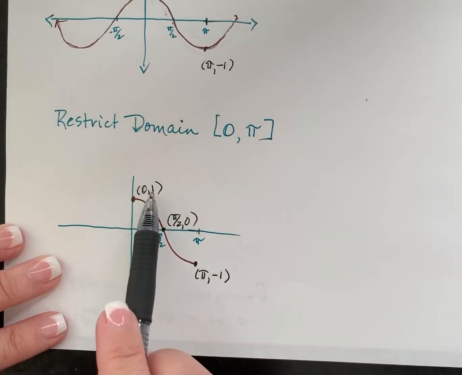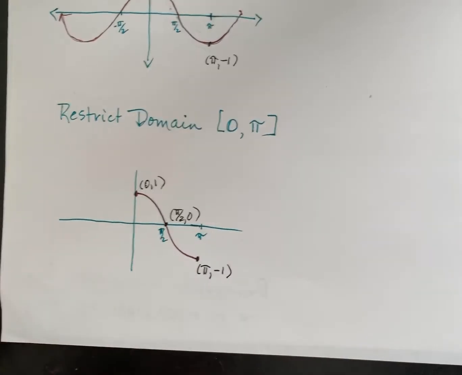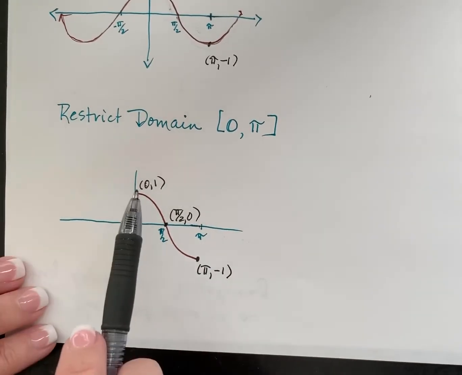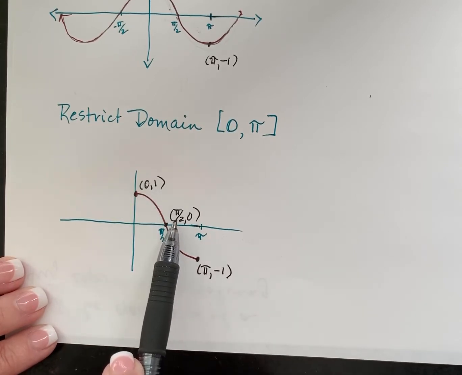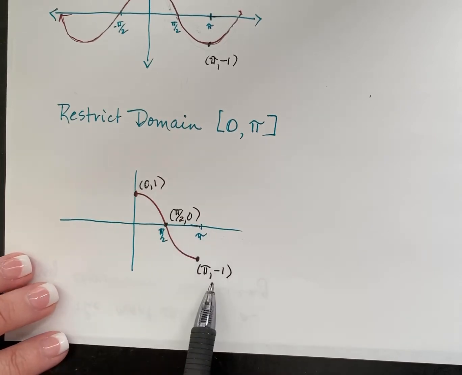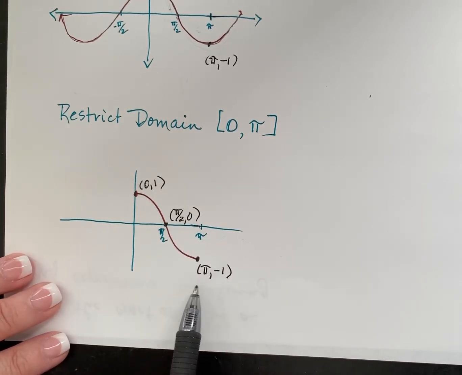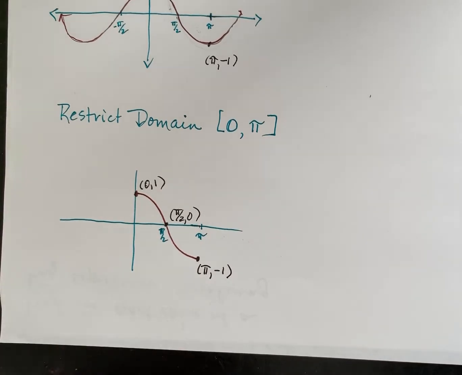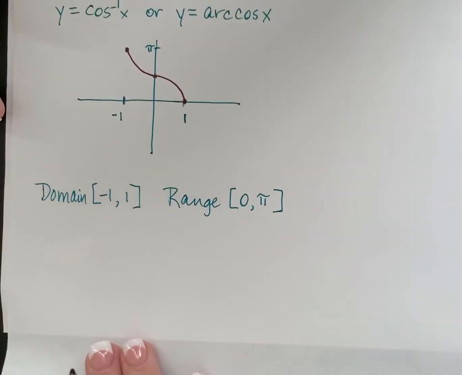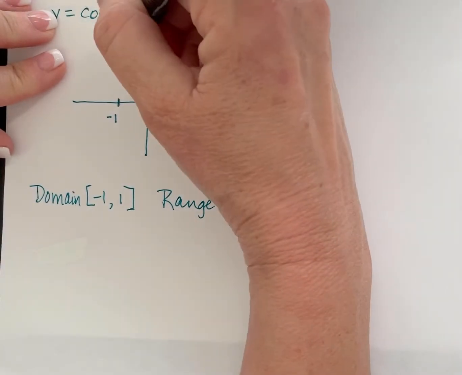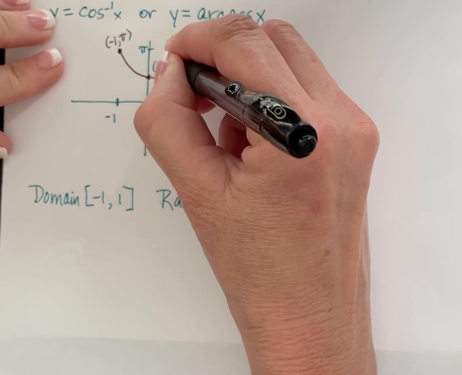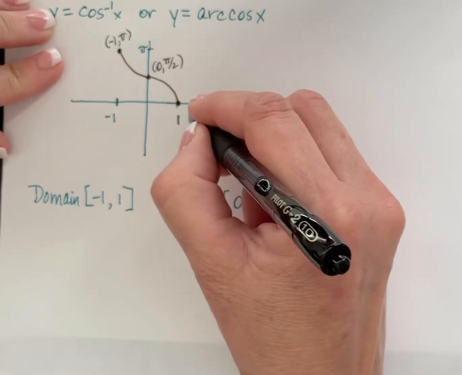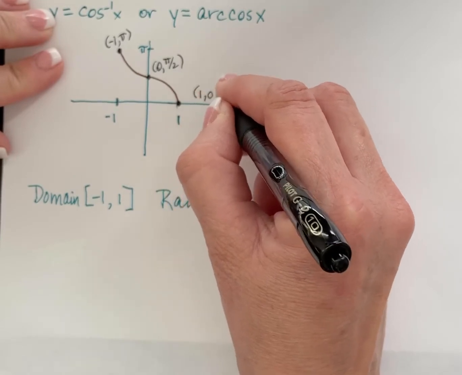All right, now if you take all of these points and reverse the x and y coordinates, the inverse function is going to have a point at not 0, 1, but 1, 0. It's going to go through the point 0, comma pi over 2, and it'll go through the point negative 1, comma pi. All right, and then it will look like this. So this point up here is negative 1, comma pi. It goes through the point 0, comma pi over 2, and then it finishes at the point 1, comma 0.